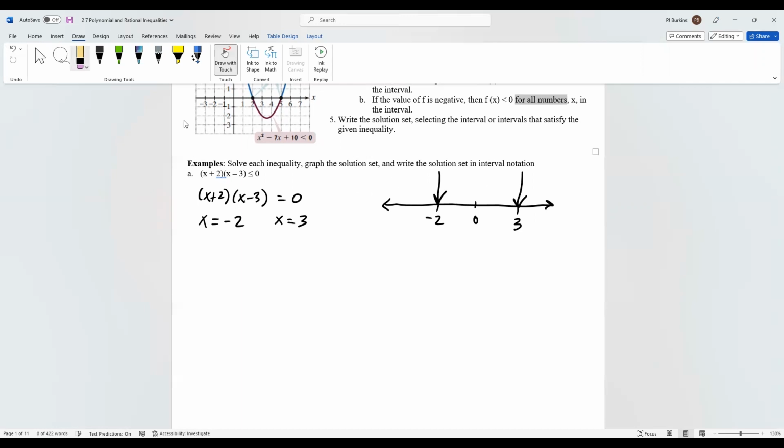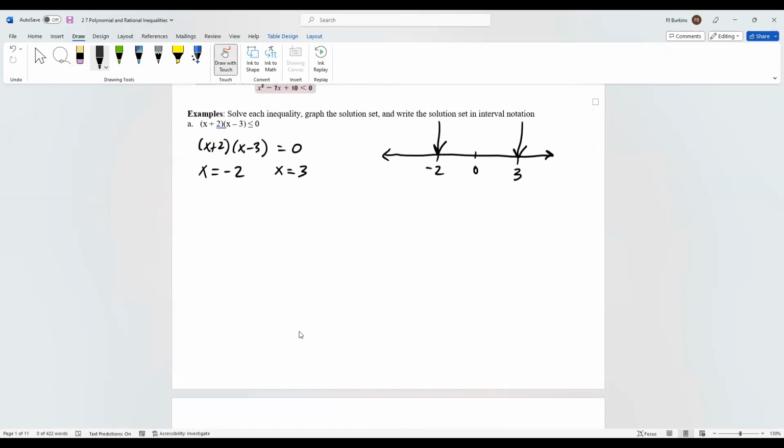Okay? If that's the case, I need to find 3 test points to plug into the function and see if it makes the inequality true. So let's make a little table here. Let's start off with the test point.